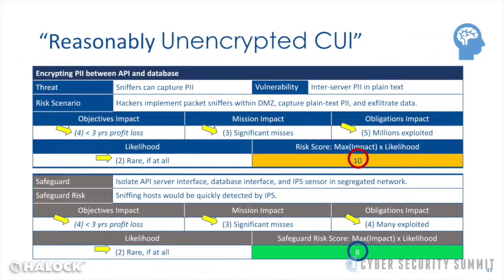So what if I apply a different control on the bottom? What if I isolate the API server interface, the database server interface, and an IPS sensor so I can quickly tell if something's gone into sniffer mode, into promiscuous mode? And I can quickly identify the problem and mitigate it very quickly by the IPS having a rule to block communications from the IPS sensor. Now, I'm going to have to do something to respond and recover, but my risk now is much lower. I think this would happen rarely, if at all, that there'd be a breach with this scenario with just 3 sensors in this mini network. If that does happen, many could be exploited, but that's 2 times 4, which is 8. In plain language, if it's rare, if at all, that many would be exploited in this scenario, I can accept that risk. I have other things that I need to prioritize.